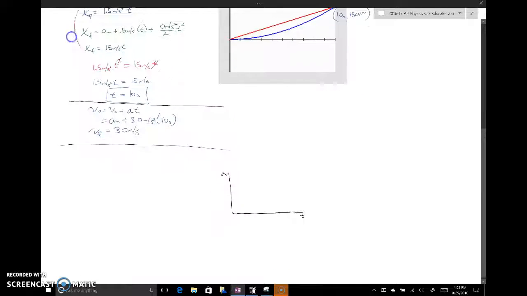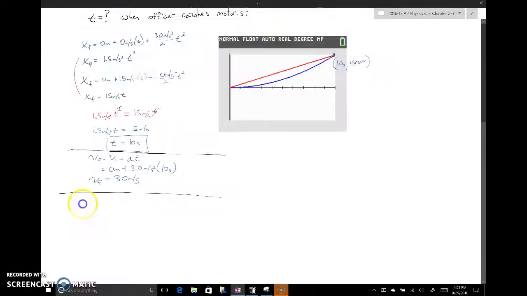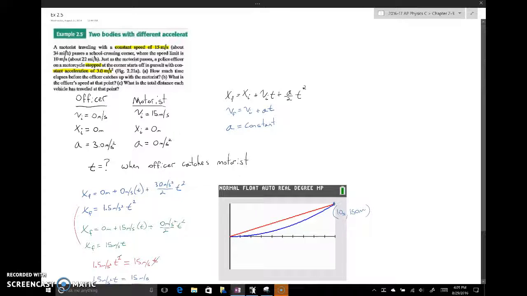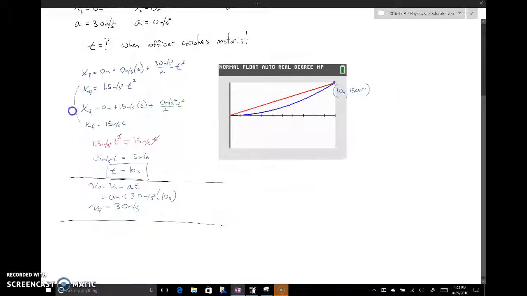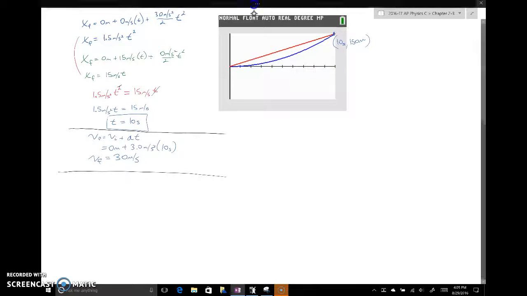And the next question asked what is the total distance each vehicle has traveled at that point? So we can plug into either one of them. Probably the motorist is going to be the easier of the two to plug into. The motorist was traveling with a constant velocity, and they met after 10 seconds. So they're both going to have traveled 150 meters before the officer catches up to the motorist.